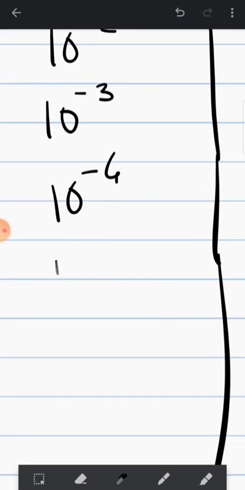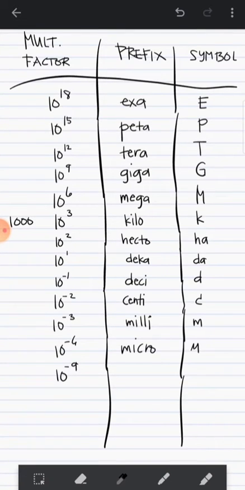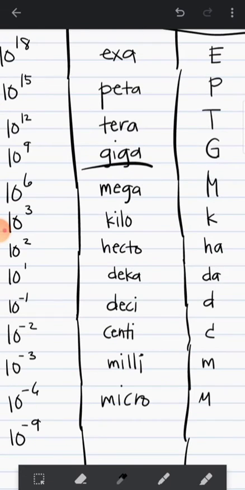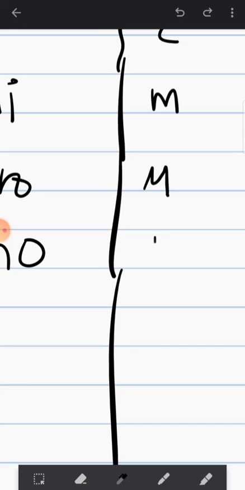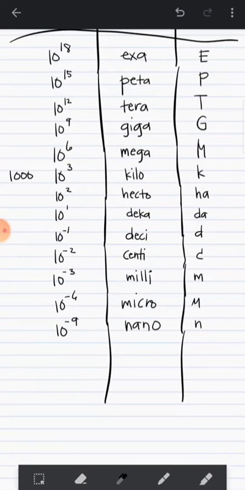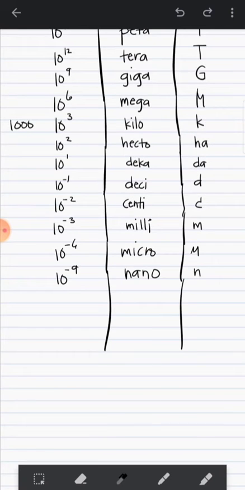And then 10 to the negative 9 is the opposite of 10 to the 9. So the opposite of giga is what they call nano. Nano has a symbol of small letter n. As you can notice, all the bigger ones have capital letters, and all these smaller counterparts are small letters. So 10 to the negative 9 is nano, and the symbol is n.